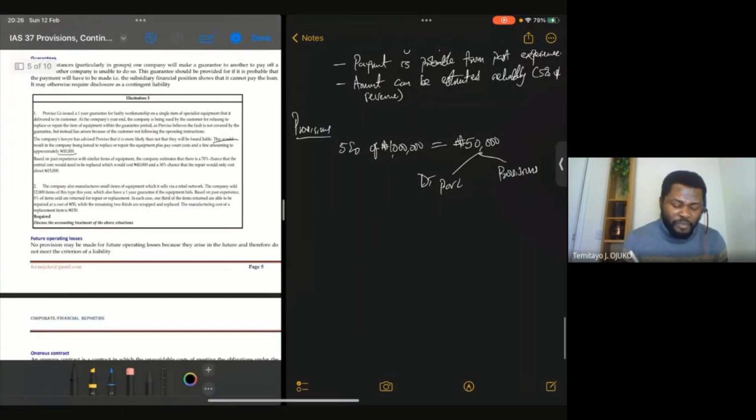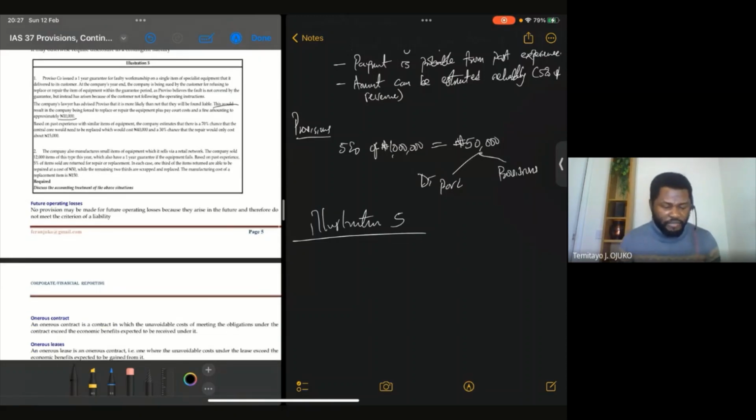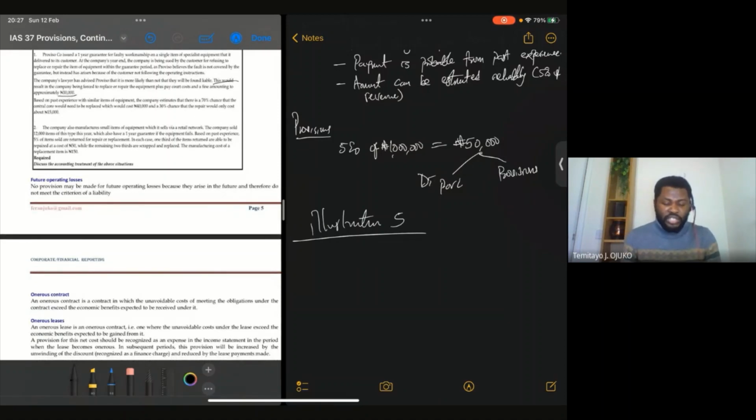Now, at this point, I'm not sure I need to keep going back to explain the three criteria because it's pretty straightforward. Number one, there's a present obligation since there's a guarantee in the first place. Then number two, you were told that the customer is more likely to win, so it is probable. Then number three, you know what amount you're going to pay. It can be estimated reliably. So I'm not going to spend much time on that. Now I'll go straight to the first bit.